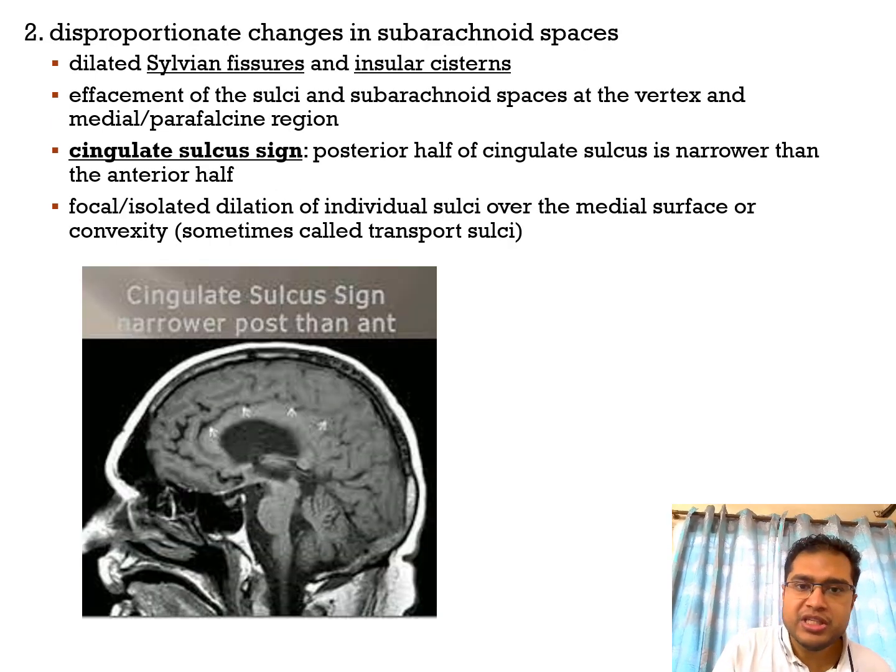The second imaging feature is disproportionate changes in the subarachnoid space. That is dilated sylvian fissures, insular cisterns, and effacement of the sulci and the subarachnoid spaces at the vertex and the medial parafalcine region. Then there is something called the cingulate sulcus sign, where the posterior half of the cingulate sulcus is narrower than the anterior half of the cingulate sulcus. We can see this in this image, the cingulate sulcus sign.